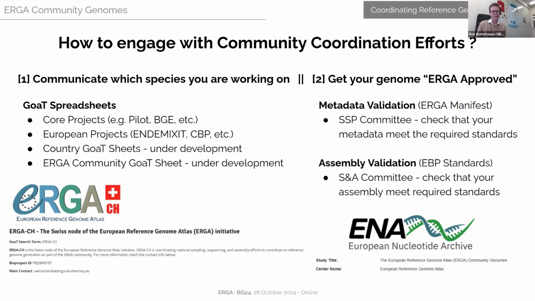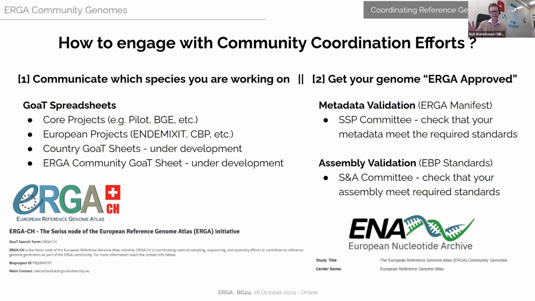And what's currently under development now is building country-specific sheets for Genomes on a Tree, so that each country can really showcase to the world the different species they are working on, or which taxonomic groups the research groups are focused on. And in parallel to that, building what we call the ERGA Community Genomes on a Tree sheet, while we're still getting established to have individual country GOAT sheets.